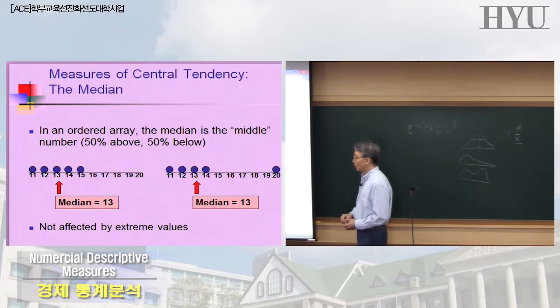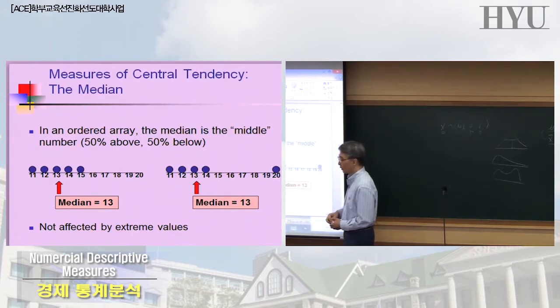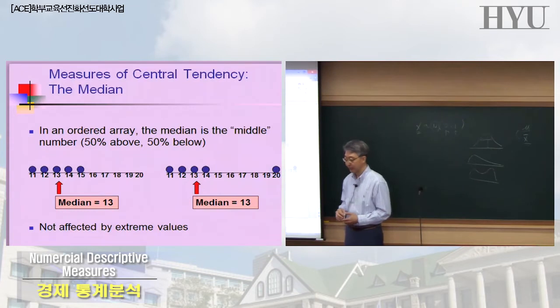And the definition is, well, it's the number in the middle, which means that particular number has 50% of the observations below that number, 50% above that number. Okay, it's right in the middle. That's the idea or concept of median.